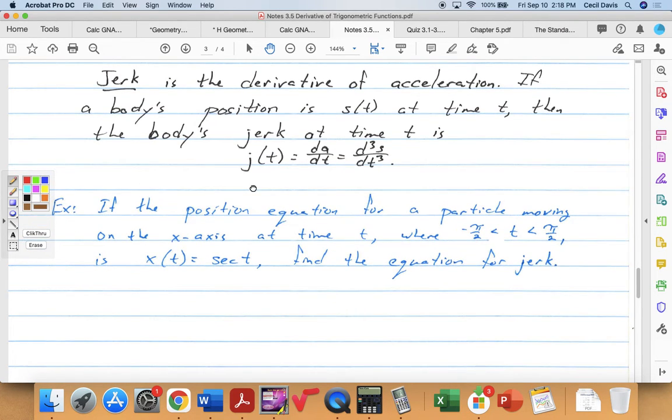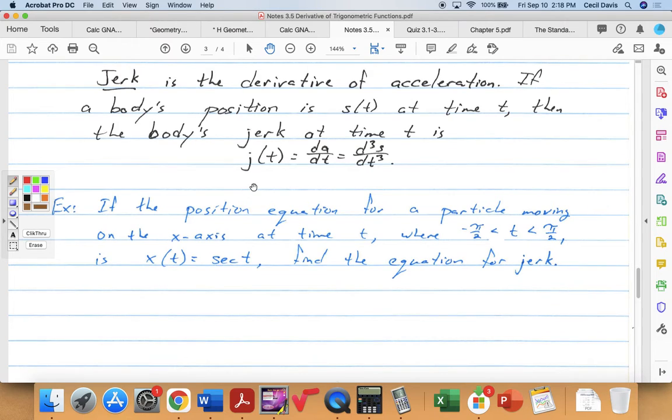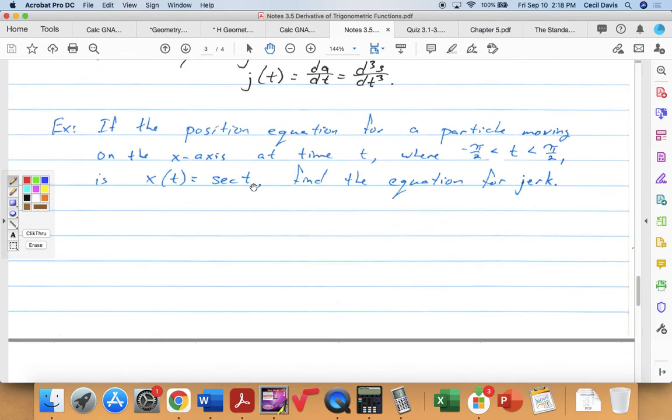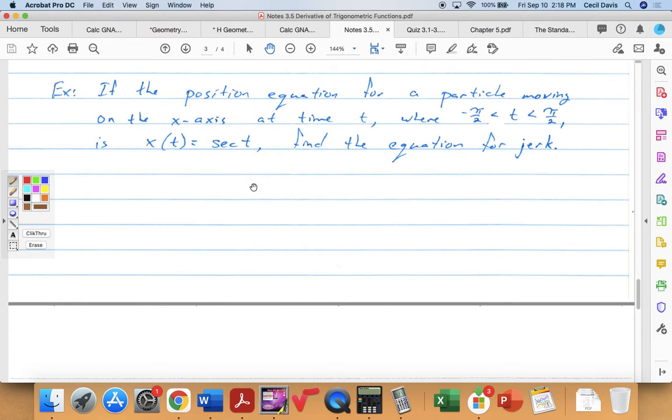Jerk. So jerk is the derivative of acceleration. Okay, and there is something after that. I'm sure Mr. Mosley knows what it is. I'm sure I don't. Okay? Super jerk. So let's find the equation for jerk for this one if the position function is secant of t.